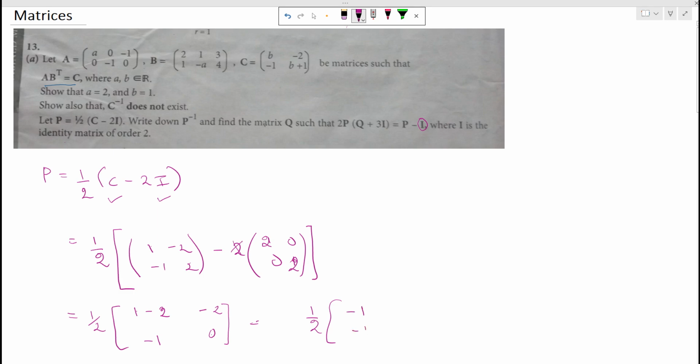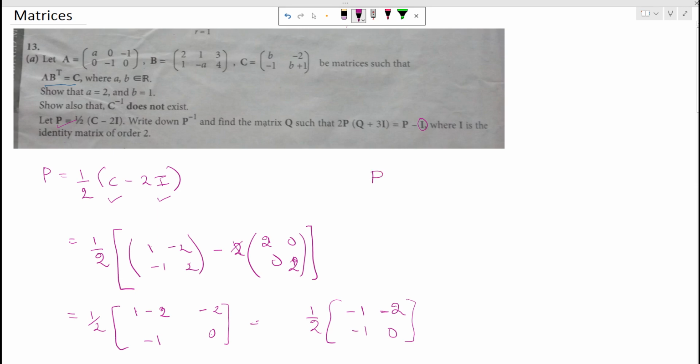So it will be equal to half, minus 1, minus 1, 2, minus 2, minus 2, 0. Okay, minus 2 0. Now what we have to do is we have found out P, that's all, and now we have to find out P inverse, right? So P is this, so we have to find out P inverse.